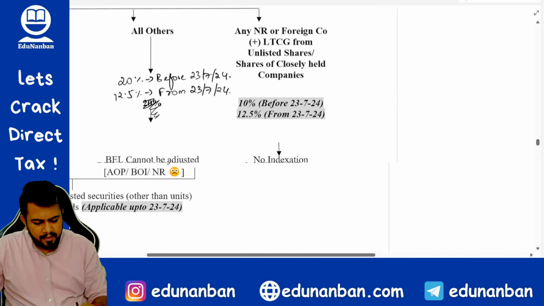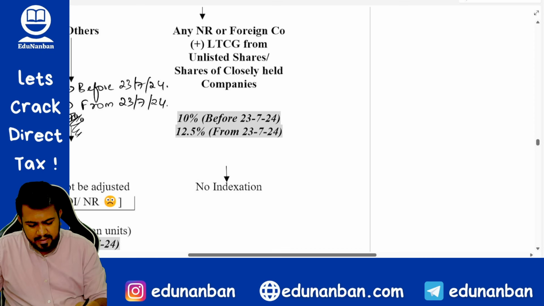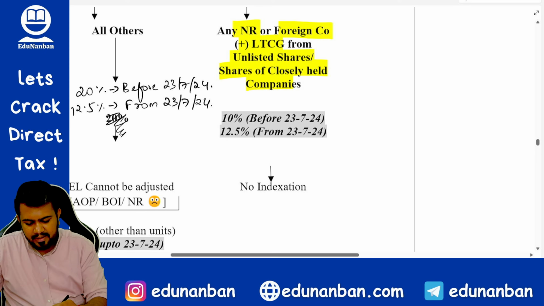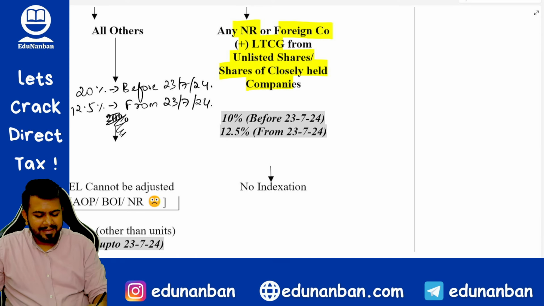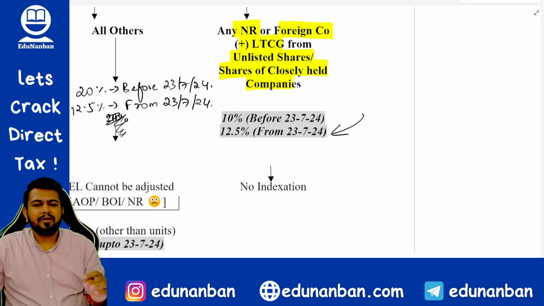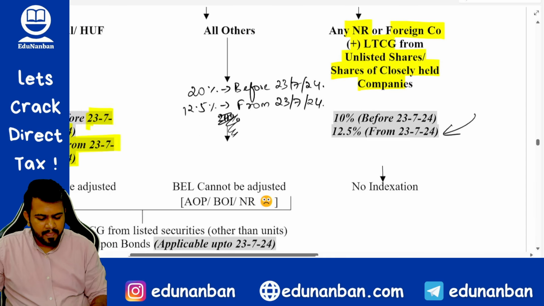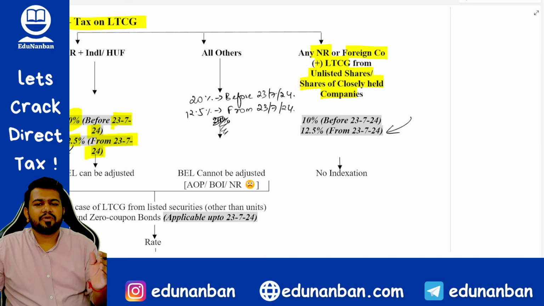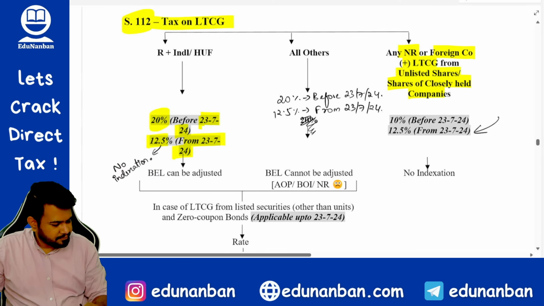Now for any non-resident or foreign company, and if their long-term capital gain was from unlisted shares or shares of closely held company, earlier the tax rate was 10 percentage without indexation. Now it has been changed to 12.5 percentage without indexation. So before 23/7/24 it was 10 percentage without indexation. From 23/7/2024 it is 12.5 percentage without indexation. Okay.